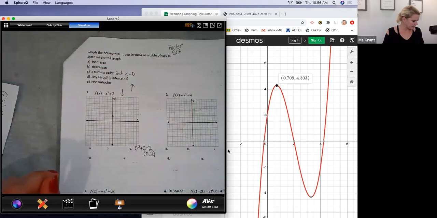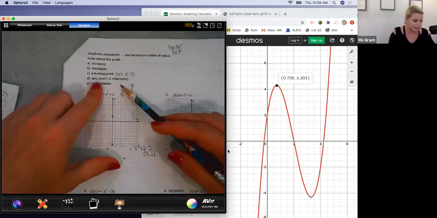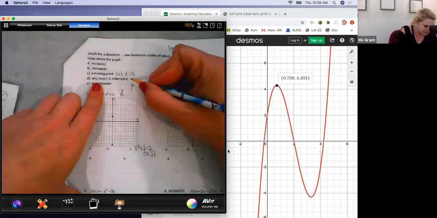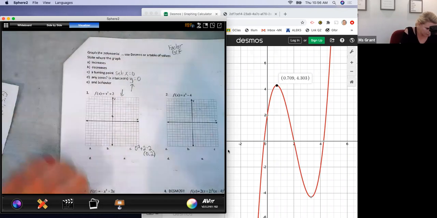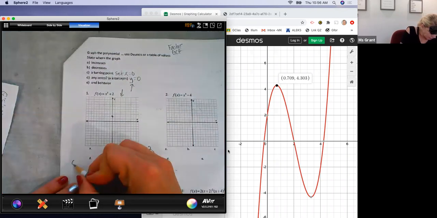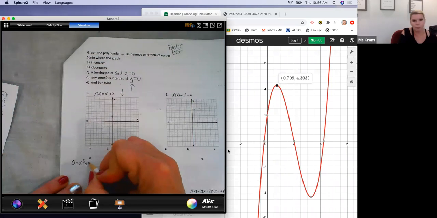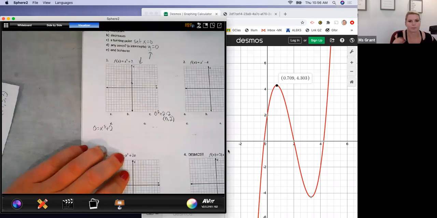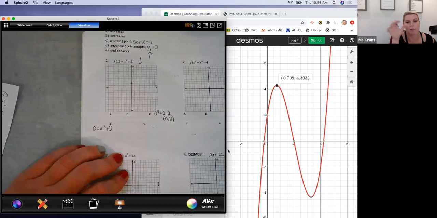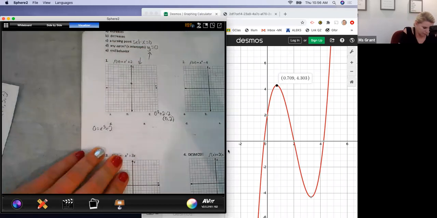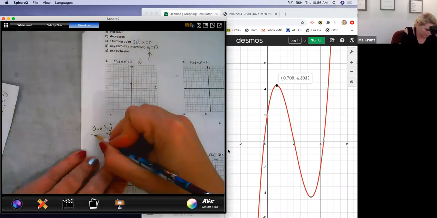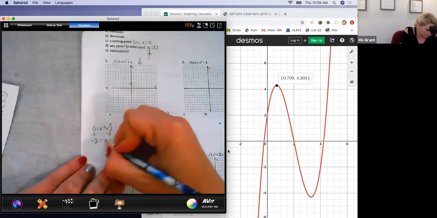You know what I can do? I can do D. I can find my x-intercepts. My x-intercepts means that I make y equal to 0. So 0 equals x to the 5th plus 2. Solve for x. I can do that one without Desmos. Subtract 2. And you're probably like, what the heck, x to the 5th?